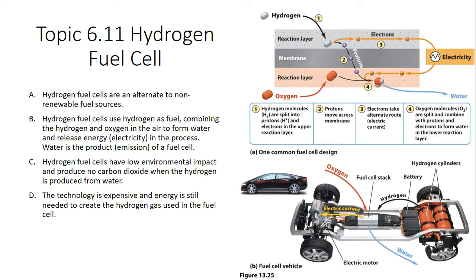Now, looking at the diagram, how do hydrogen fuel cells actually work? A hydrogen molecule is split into its protons and electrons in the upper layer of the reaction platform. Protons are then going to move across that membrane, and those electrons take an alternate route to create an electrical current. Oxygen molecules are then split and combined with the leftover protons and electrons to form our water vapor, which winds up being our waste product in this case.